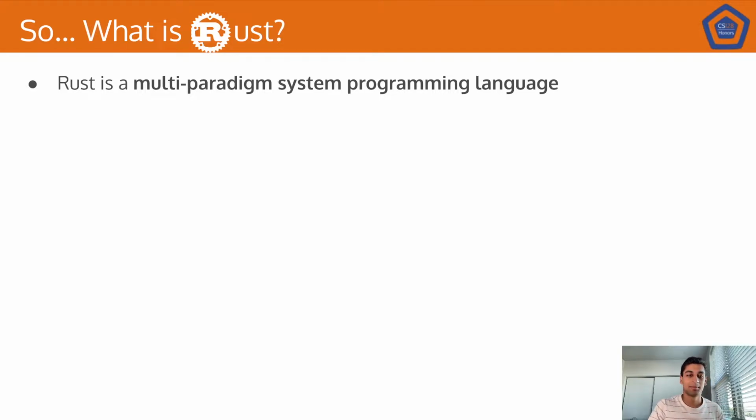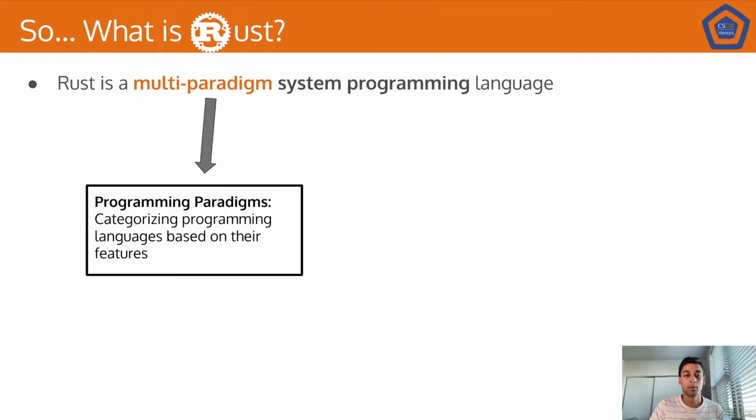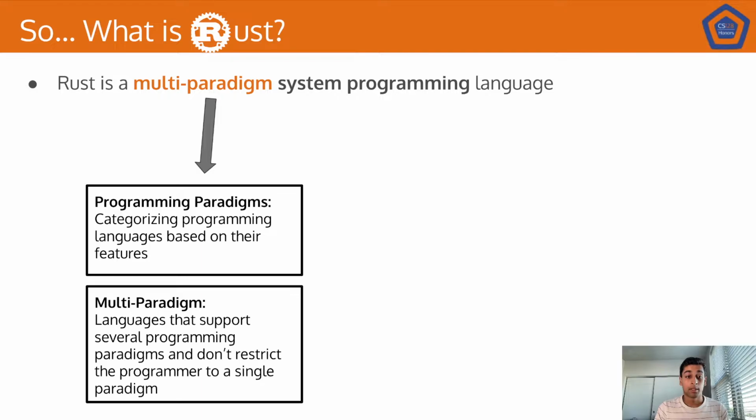Let's break that down a little bit. Multi-paradigm. So there's this concept of programming paradigms, categorizing programming languages based on their features. Different programming languages have different forms of syntax, forms of patterns that you use to solve different types of problems. Some patterns are more useful in solving certain types of problems. Rust is multi-paradigm, which means that it supports multiple programming paradigms, and it doesn't restrict the programmer to a single paradigm to solve any problem that you may have. So you can use Rust in any paradigm and use the best paradigm to solve the task at hand.